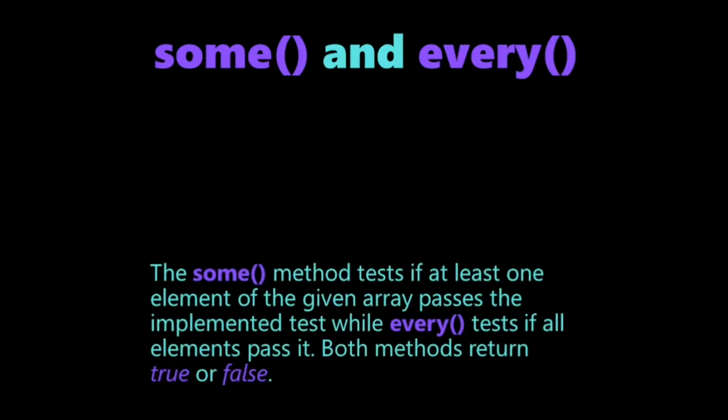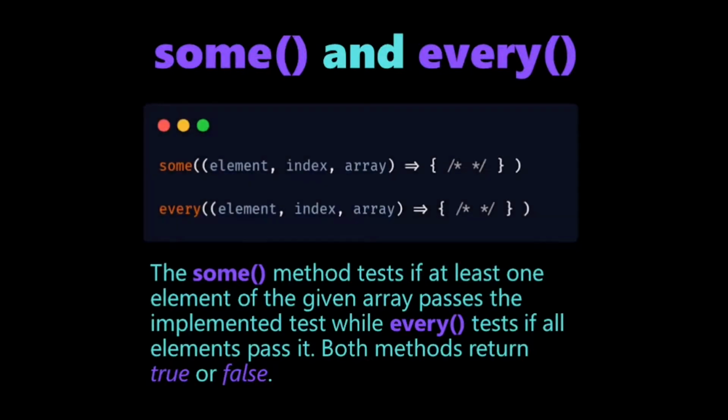The some method tests if at least one element of the given array passes the implemented test, while every tests if all elements pass it. Both methods return true or false, and this is how they look like.